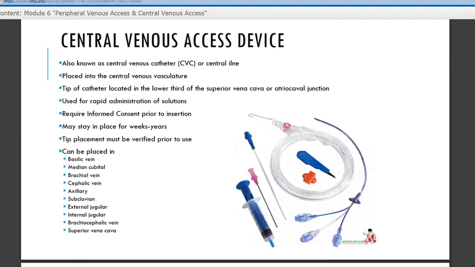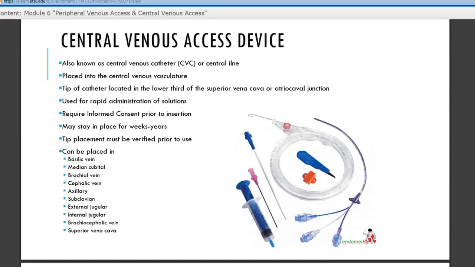Obviously, it's a larger bore, it's a larger needle, and because it goes into the superior vena cava or the atriocaval junction, that is a large bore vessel, so it can tolerate fluids at a lot more rapid rate. This is considered a procedure that requires informed consent, and that is pretty much a given at any facility. The good thing about the central venous access devices, they can stay in place for weeks to years.